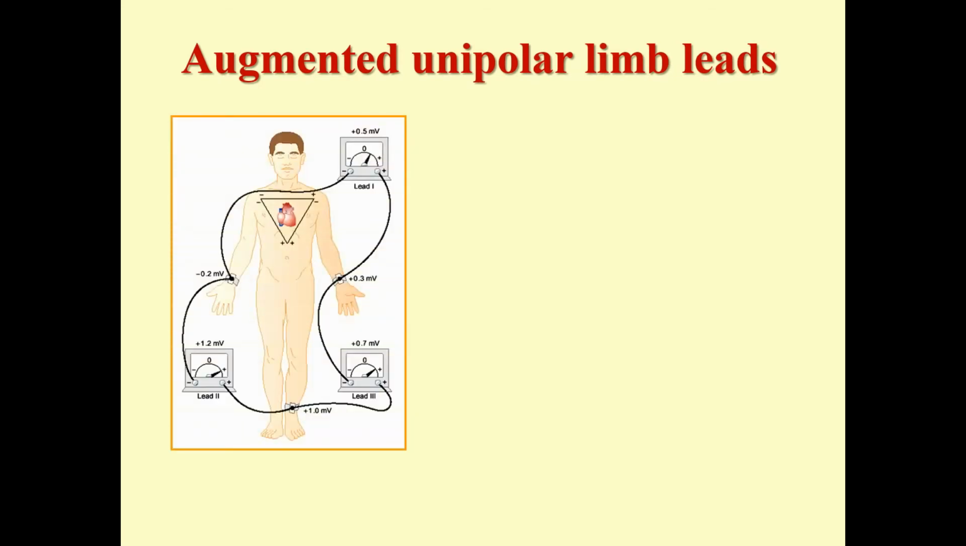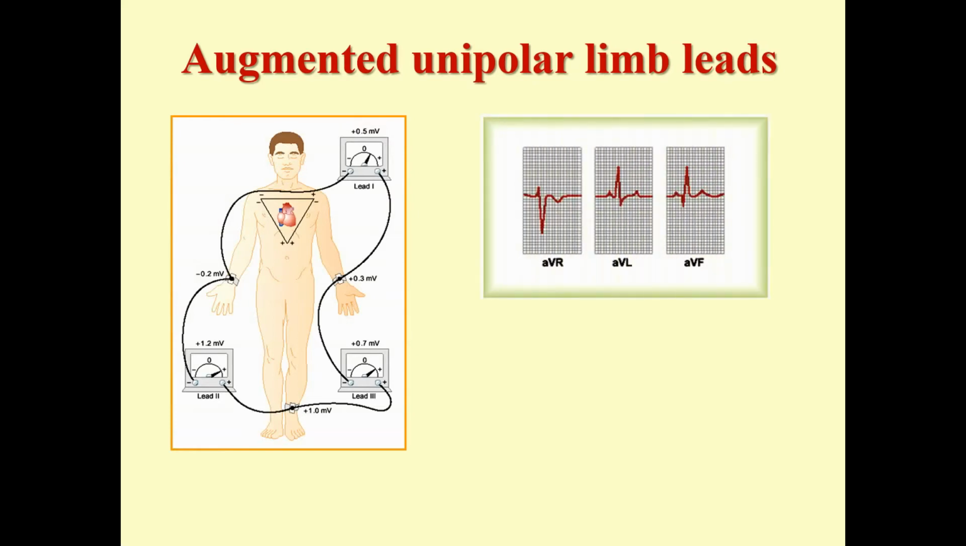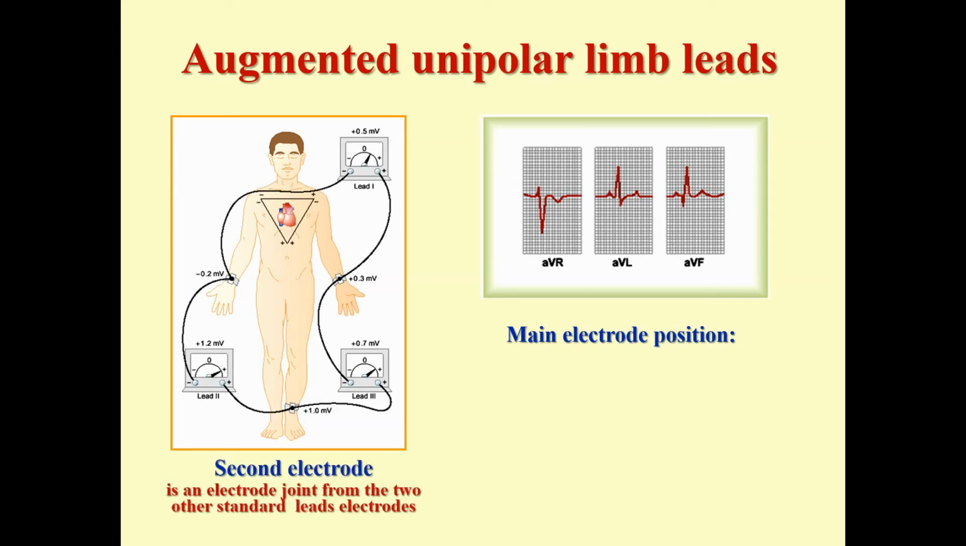The picture still shows classical bipolar leads, but now let's make a different reference that explains this, because it's not necessary to apply new additional electrodes for registration of the augmented unipolar limb leads. The electrodes remain the same, just a different connection is necessary. Here is a characteristic look of the three augmented unipolar limb leads, and they are called AVR, AVL, and AVF. It's easy to understand where these letters come from. The main electrode is one of the standard electrodes, and the second electrode for augmented unipolar leads is an electrode joined from the two other standard lead electrodes.